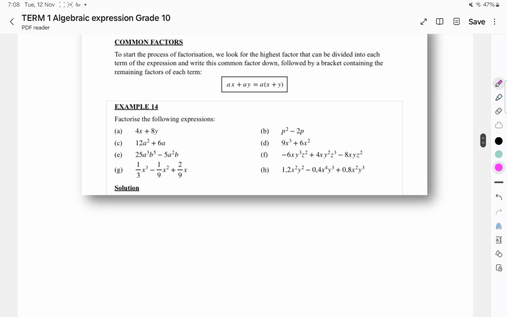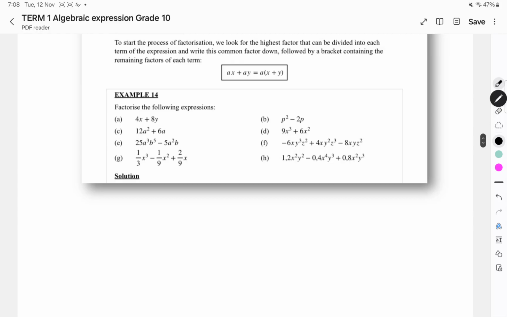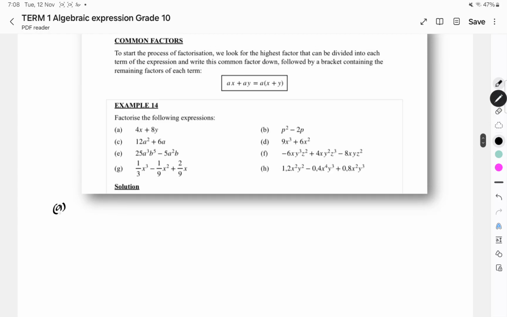So let's quickly do an example of the one that has a common factor. The question will just say factorize, but I always want you to start by checking, do you have a common factor? Let's go to number A in example 14. But because some of you already know this, you can pause the video here and start doing the sums. Are we clear? And as soon as you are done with the sums, you can restart the video and try to mark for yourself or check your understanding.